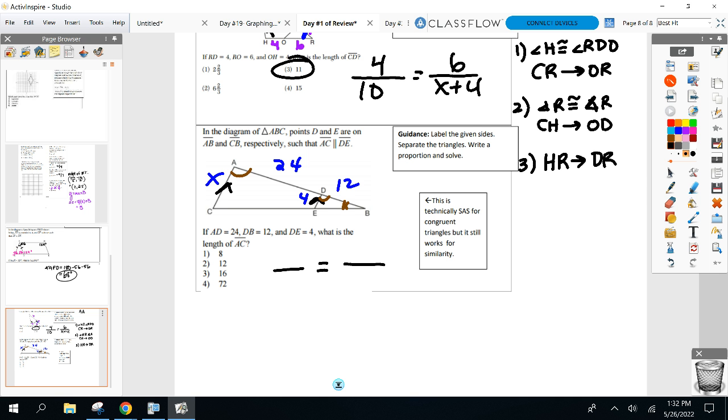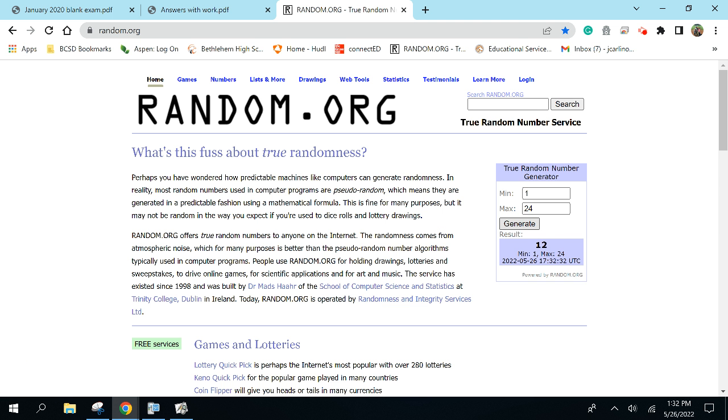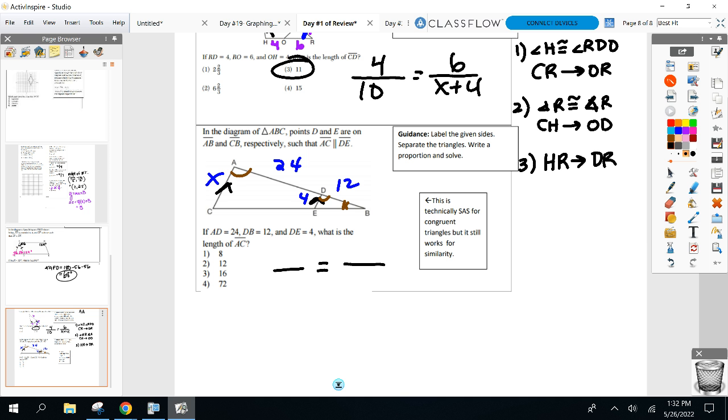Give me your proportion that you set up for me. Give me it. 12? 12 over 36. Nice. 4 over X. If it didn't match yours, don't erase it. Don't erase it. Are you at least cross multiplying 36 and 4 and 12 and X? If you are, you got a great proportion. You got a great proportion if you're doing the same cross multiplying we are. And what did this come out to be? 12?